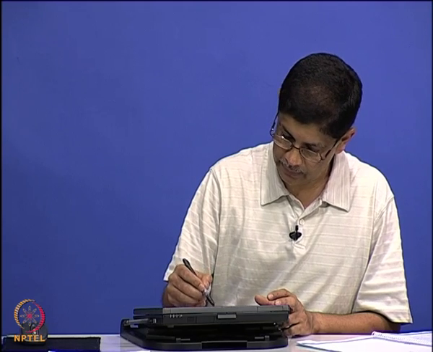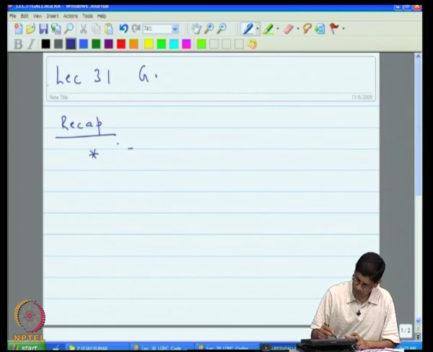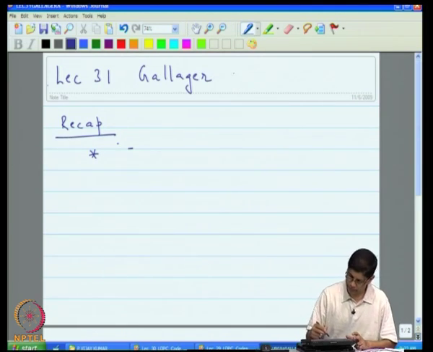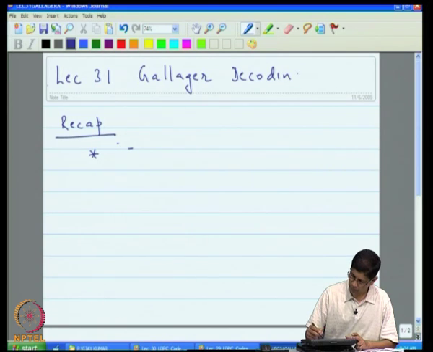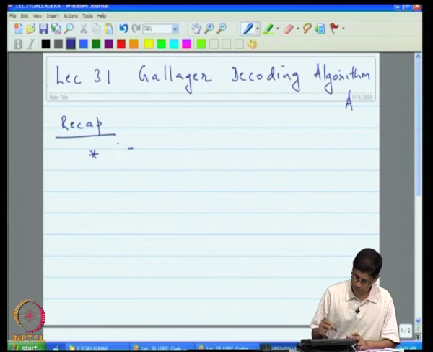So, this is our lecture 31, and I will give this the name, so we will call this Gallager decoding algorithm A.